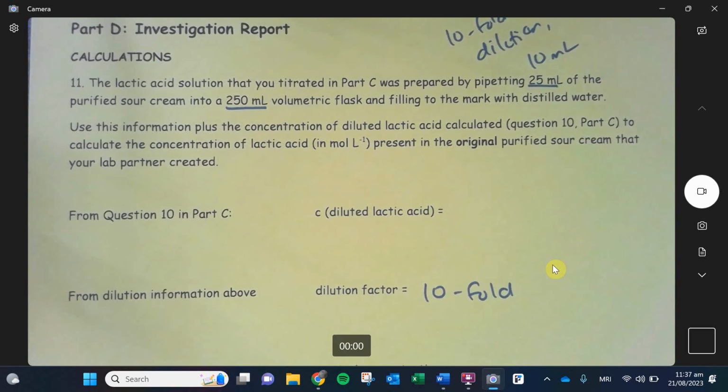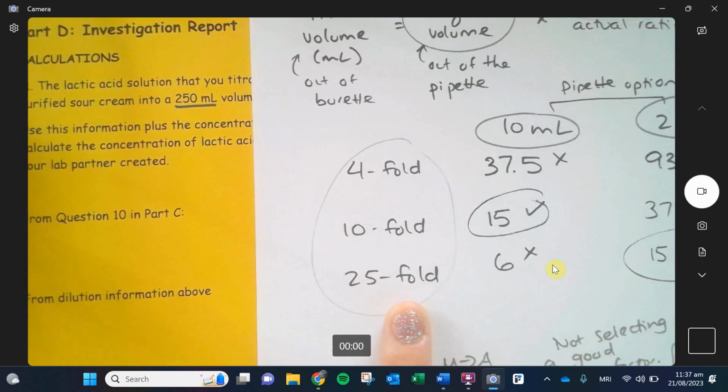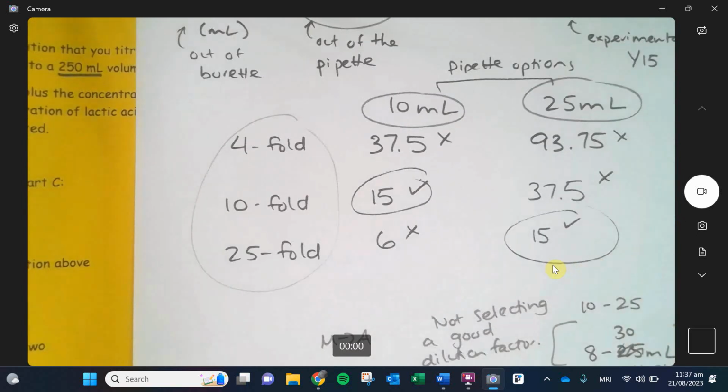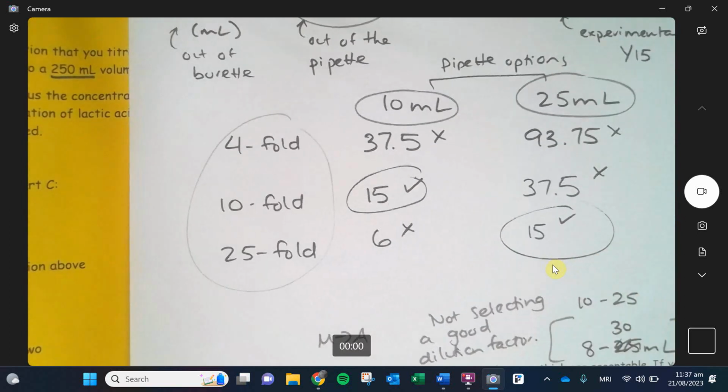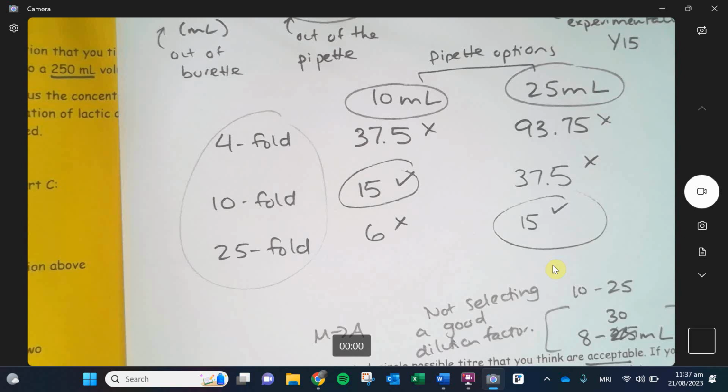So you might have done the same. You might have chosen a different one. You might have decided I want to do a 25-fold dilution and take a 25 mil sample. And that is also a correct way to do it, because in this case, you're increasing some of your accuracy because your volumes are a little bit larger.